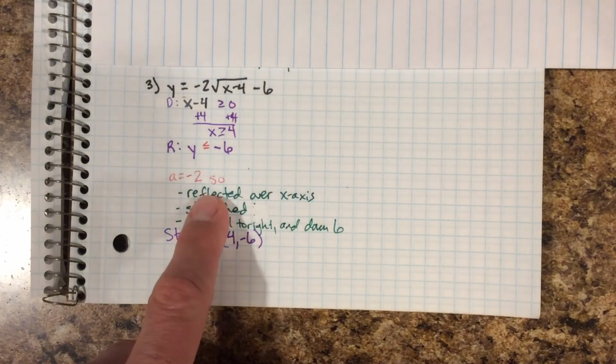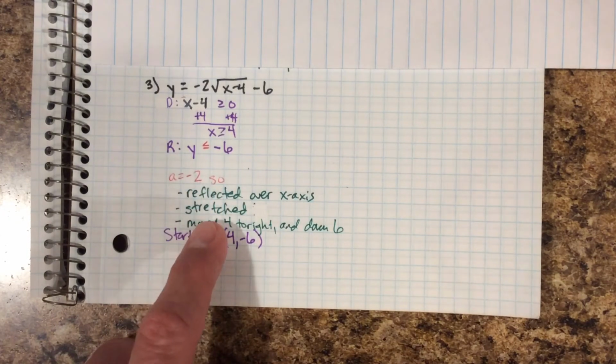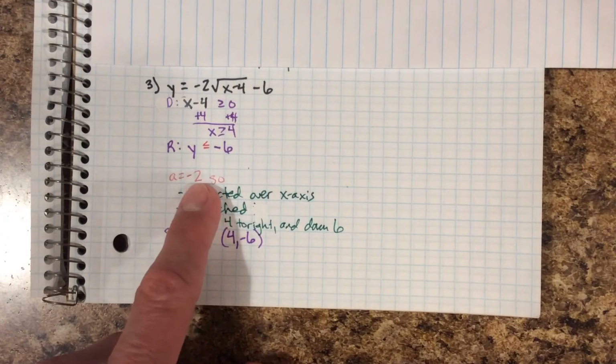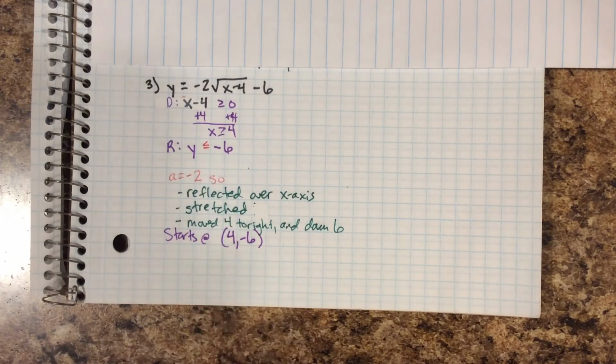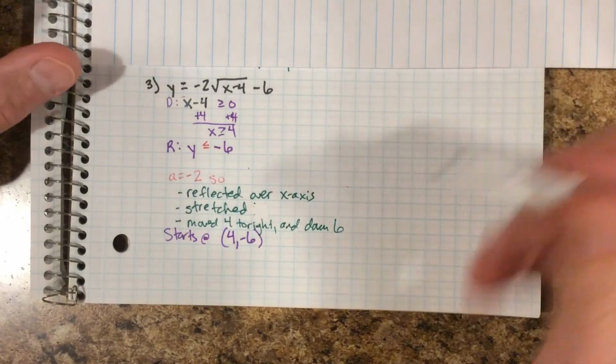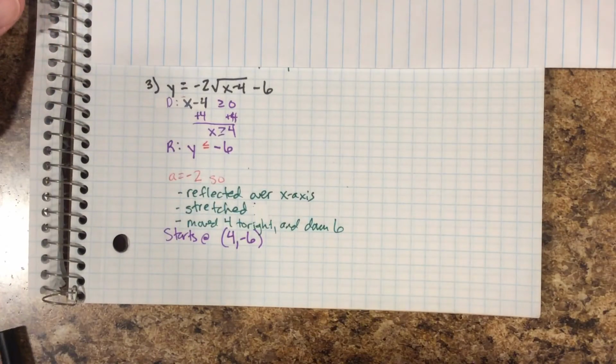So this graph actually has 3 transformations when you compare it to a parent function. It is reflected over x because a was negative 2. It is stretched because a was negative 2. And now that the starting point is at 4, negative 6, I have to describe where the starting point is for this function. Now, bear with me because this graph's going to start in a not very nice place. And I'm going to go ahead in this one, and I'm going to use my graphing calculator.